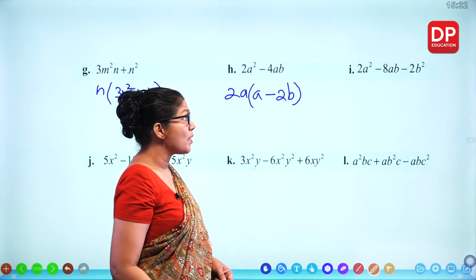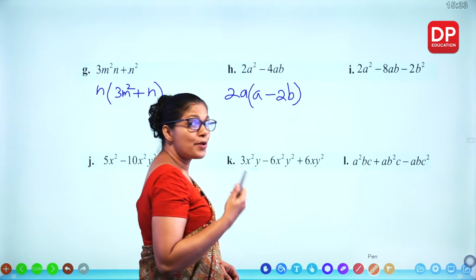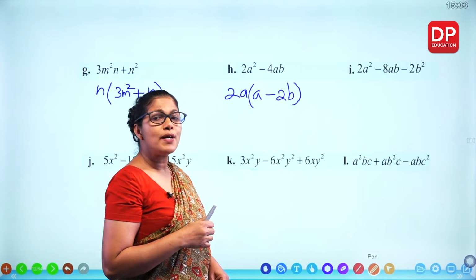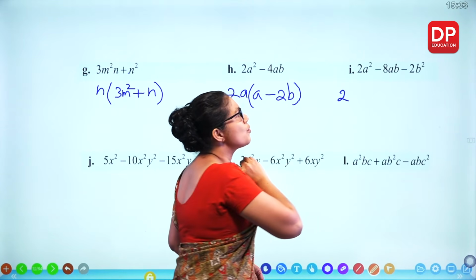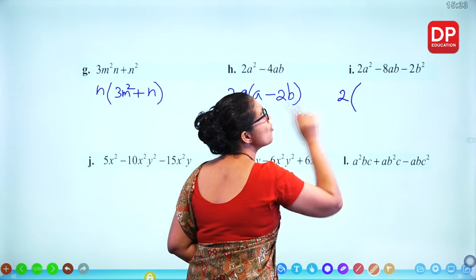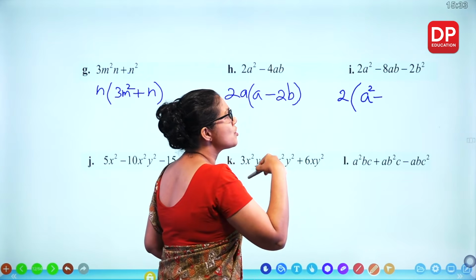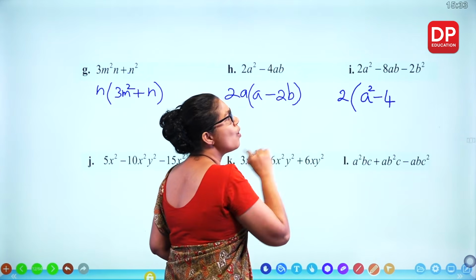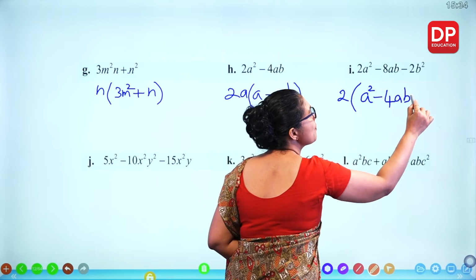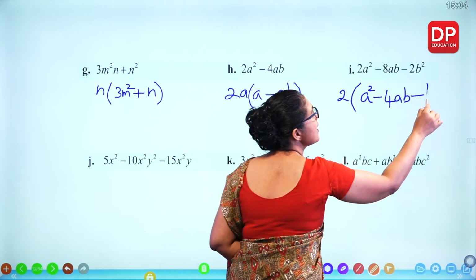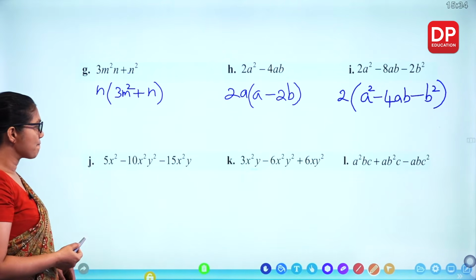Now in this question, we have 3 terms. Now see what are the common terms for all of these 3 terms. I can see 2 is common. So when I take 2 out, what is remaining? A squared, and here 2 times 4, so I get 8ab. And what about the last term? I get b squared.